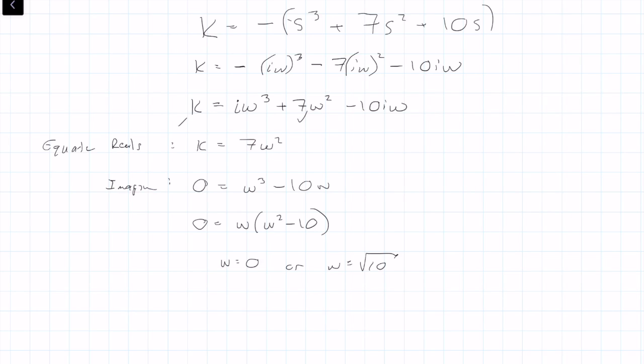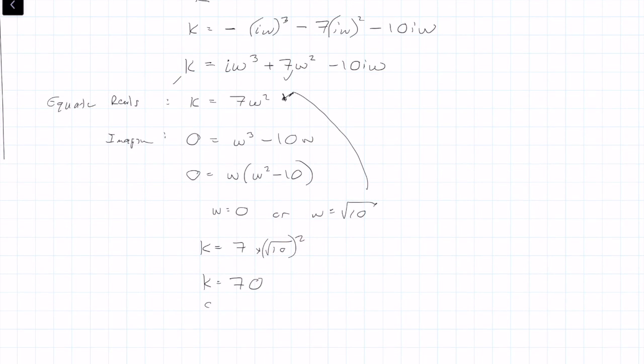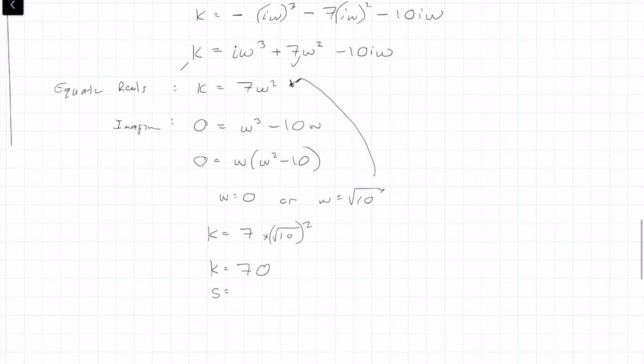Plugging that back into this equation right here, we can say that K equals 7 times the square root of 10 squared, so K equals 70. So we know the value of K, and the value of s, remember we let s equal i omega, so s equals i times the square root of 10, which is equal to 3.1623i. So this again is our important point.